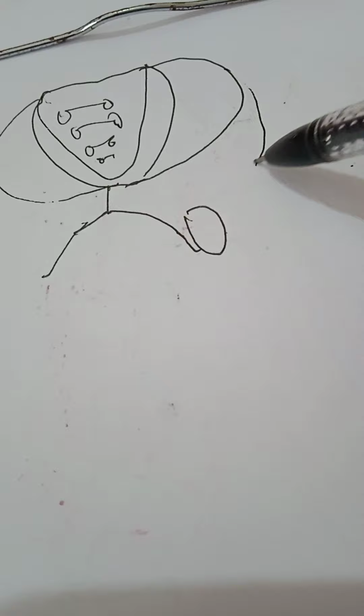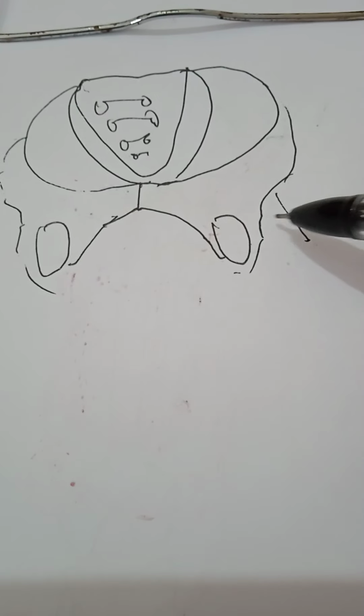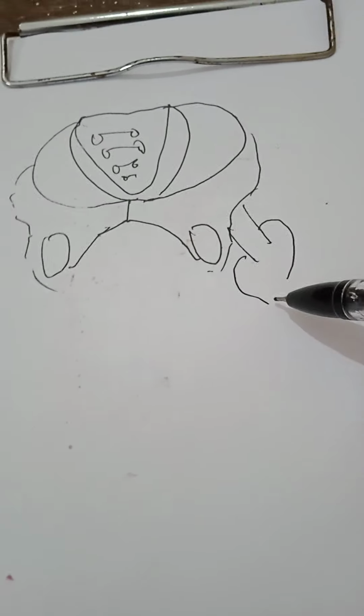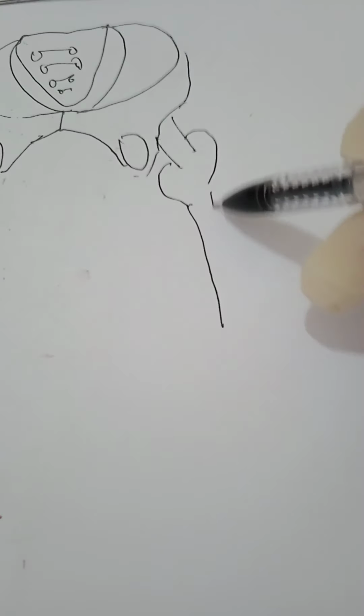Here are the sacral foramina. Here is the acetabulum. This is the obturator foramen. Here is the acetabular cavity. And this is the neck of the femur. This is the greater trochanter. This is the lesser trochanter. This is the shaft of the femur.